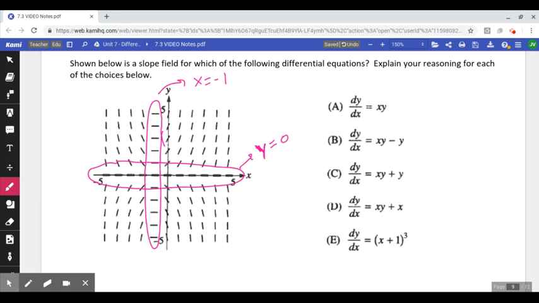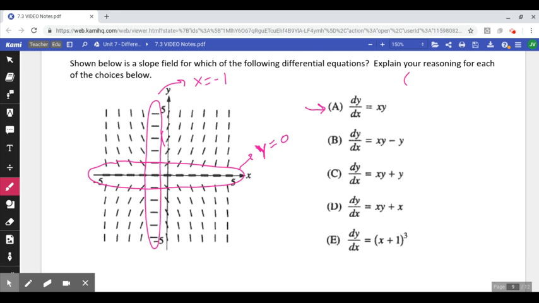If we take a look at the setup on the right-hand side for the first one, part A, we can see that x times y is going to give us the slopes of those tangent lines, and x times y has to be 0 when x is -1 or y is equal to 0. Now, this particular expression does work when y is equal to 0. However, this doesn't work for every single ordered pair that has an x value of -1.